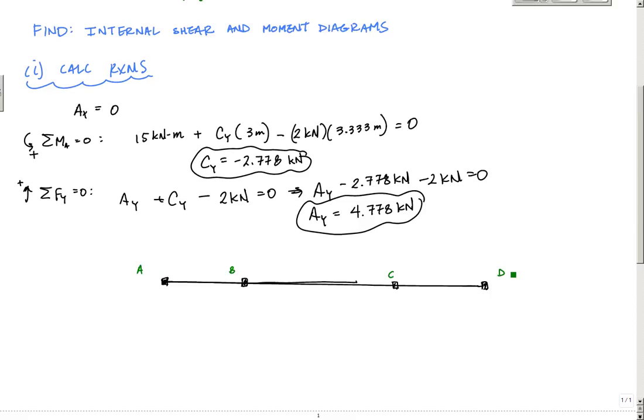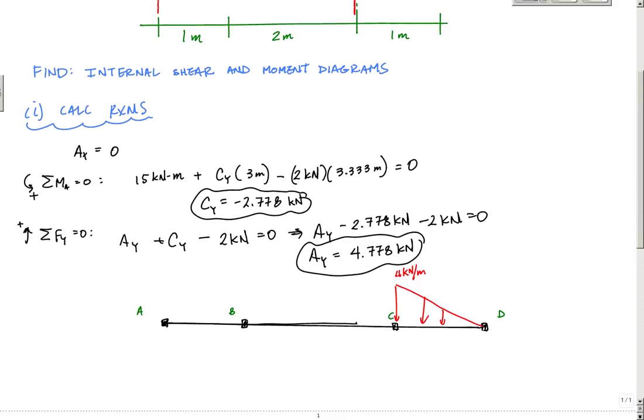And I didn't draw in the supports. I just want to draw everything replaced by forces, moments, and distributed loads. So I've got this linearly distributed load here that was 4 kilonewtons per meter right there. I have a reaction here. Now I'm going to draw this in the correct sense.